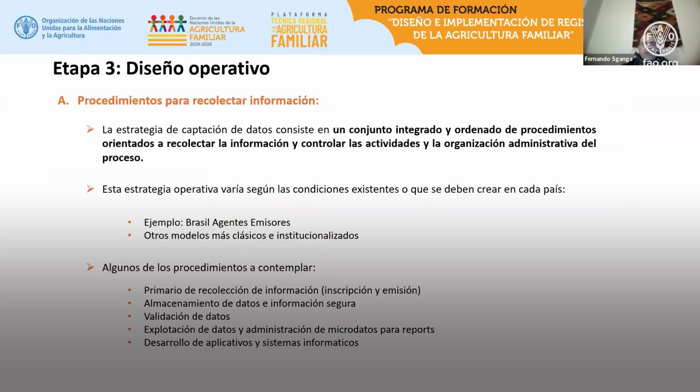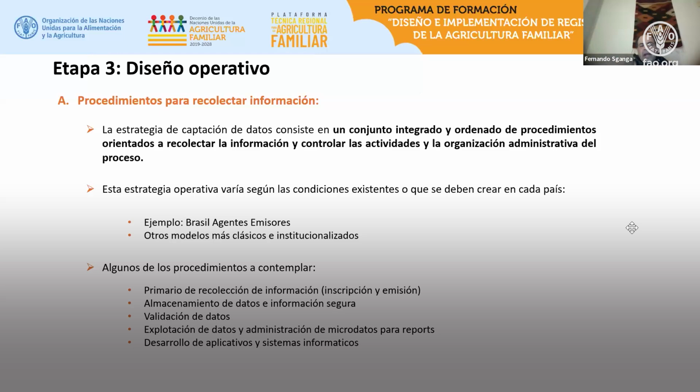And the other thing that I would like to speak about is how we're going to go about collecting information. There's a set of procedures that have to do with data collection.